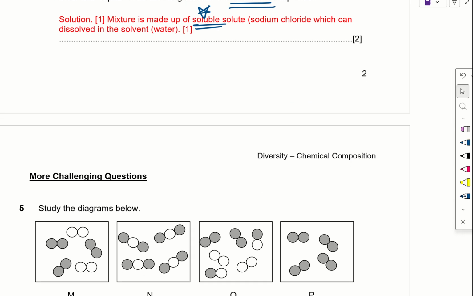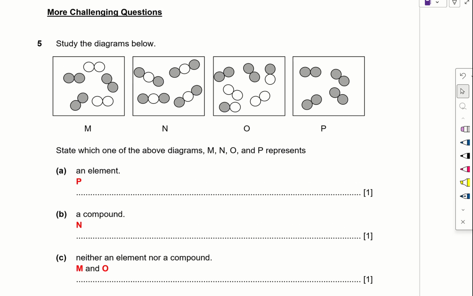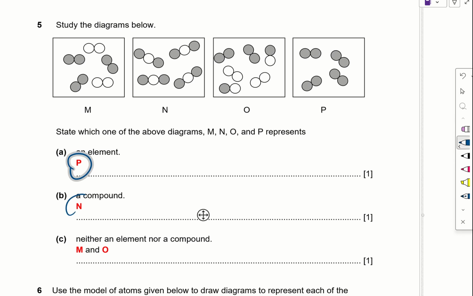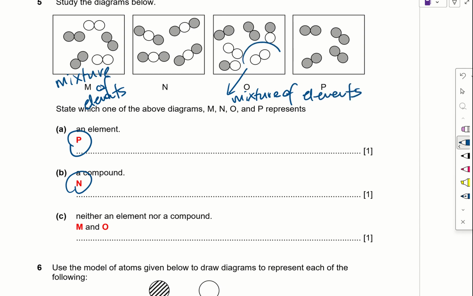Next, study the diagrams below. Which one represents an element? Since they're just asking for one type, it must be P. A compound, just one type, will be N. Neither an element nor a compound. So you look at M and O, basically it's a mixture. This is a mixture of elements. This is a mixture of elements, and we have this element and compound. So this is a mixture.